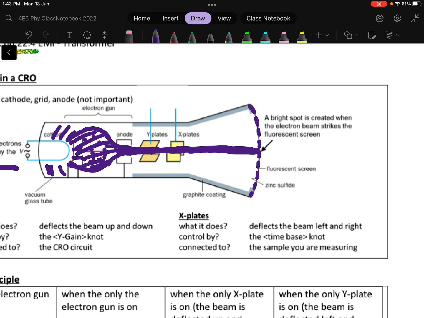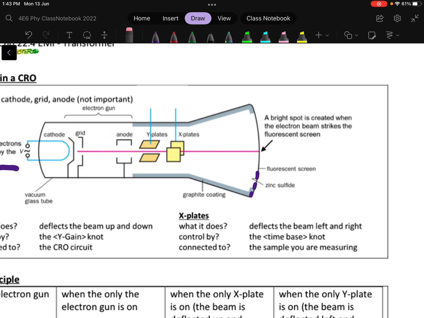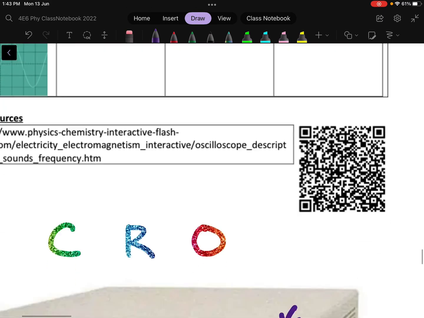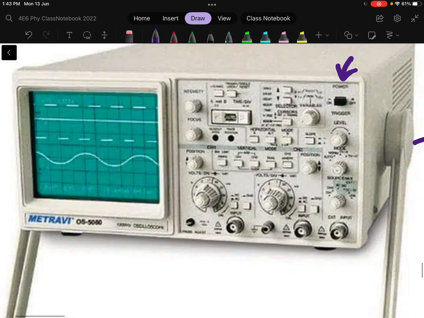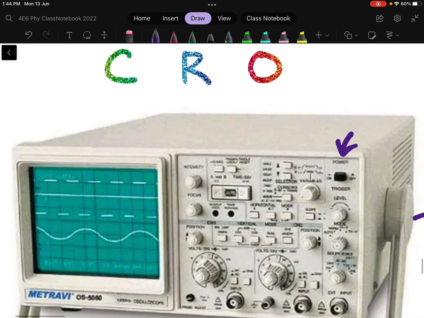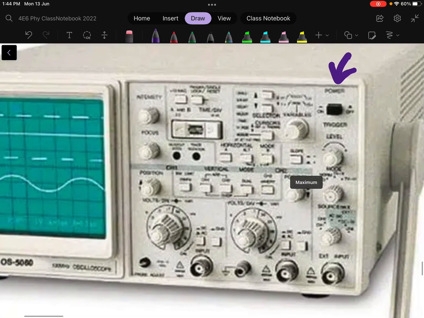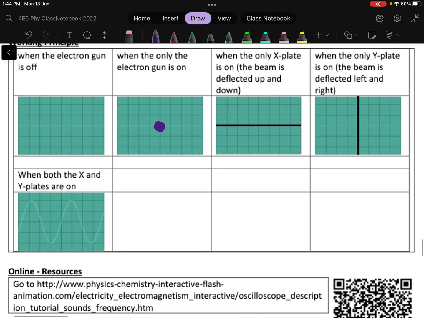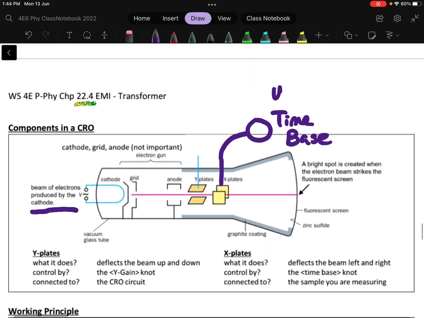Another feature of this cathode ray oscilloscope is that it has an X-plate. This X-plate is connected to a knob called the time base. This you need to know. How does this work? On your cathode ray oscilloscope, there are many knobs. One of them is called the time base. What you need to know is that the X-plate is connected to one of the knobs, which means that you are in control. This is user controlled.